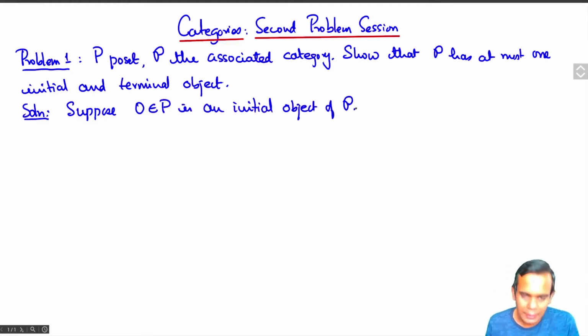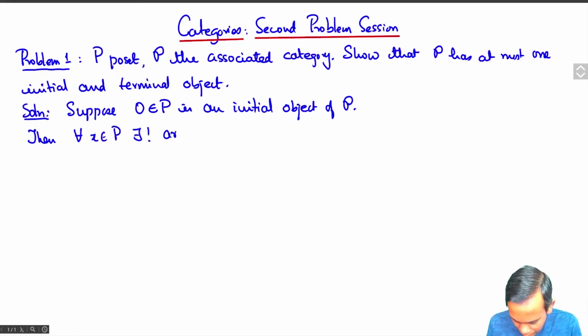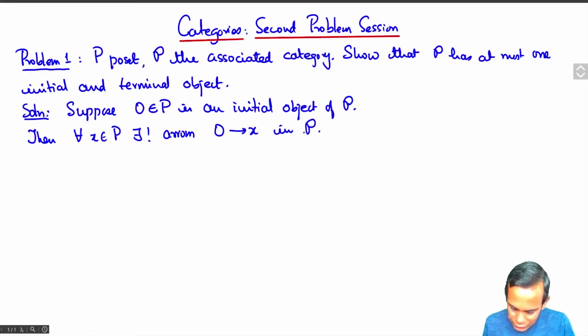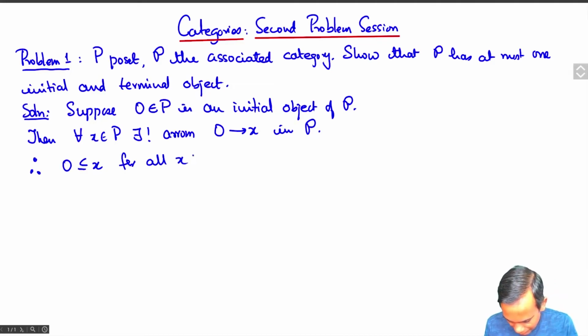Then by definition of an initial object, for every x in P, there exists a unique arrow from 0 to x in P. By definition of script P, this means that 0 is less than or equal to x for all x in P. Therefore, 0 is an element of the poset which is less than or equal to all the other elements of P. In other words, 0 is what is called a least element of P. That's just the definition of least element.